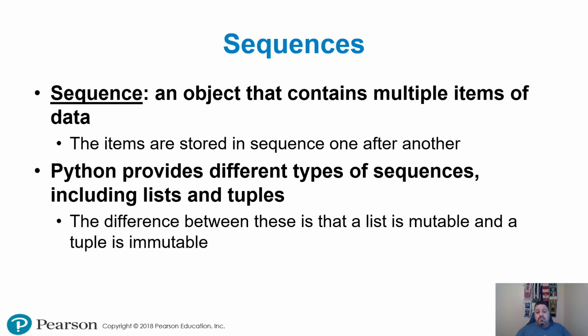Mutable means something can be changed, plain and simple. Immutable is the opposite. So that means if lists are mutable and tuples are immutable, you can change the items that are in a list, but you can't change the items that are in a tuple. So again, what do we mean by multiple items of data?